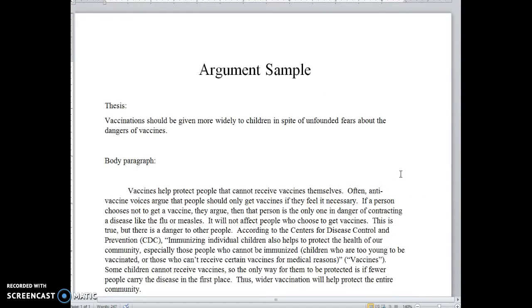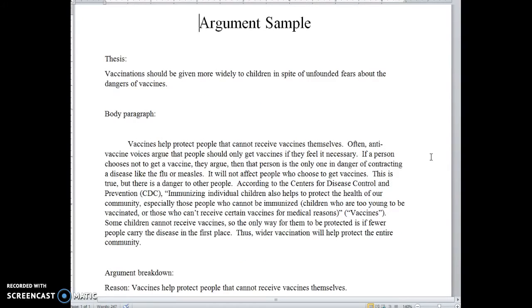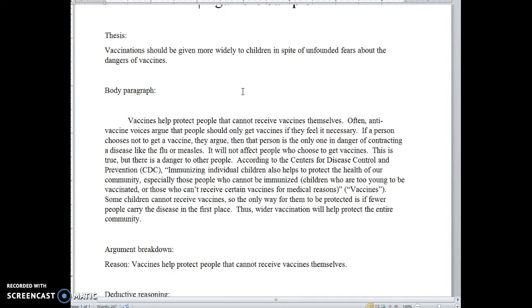I have a sample body paragraph from an argumentative essay. Let's say our thesis is that vaccination should be given more widely to children in spite of unfounded fears about the dangers of vaccines. So that's what the student is trying to argue overall. One single body paragraph is going to say that vaccines help protect people that cannot receive vaccines themselves. This is not the entire argument. That is not the only reason that the thesis is true from the student's perspective, but it is one of several. And you want to have several reasons to come at it from multiple perspectives.